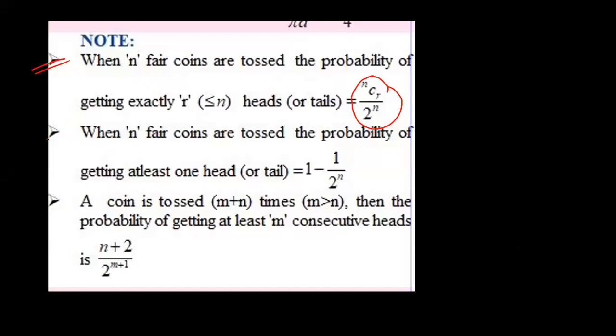Okay. Second one. When n pair coins are tossed, the probability of getting at least one head or tail. That means what is the formula? 1 minus 1 by 2 power n.